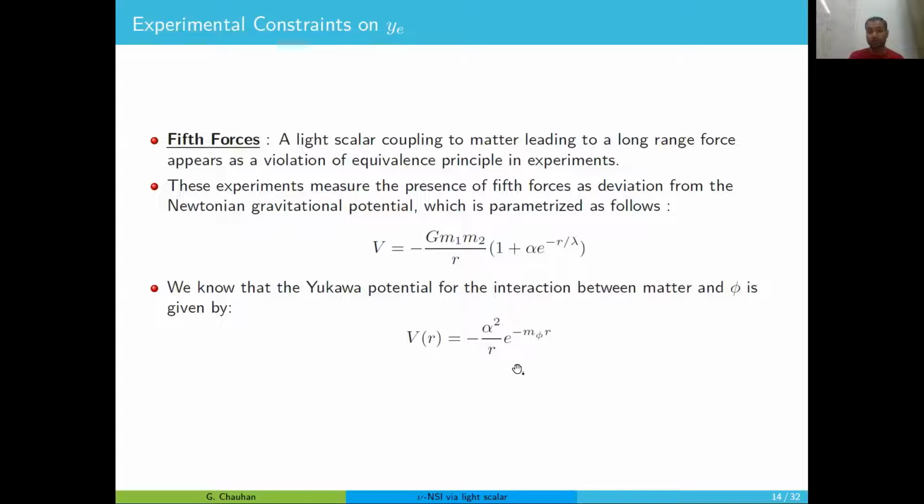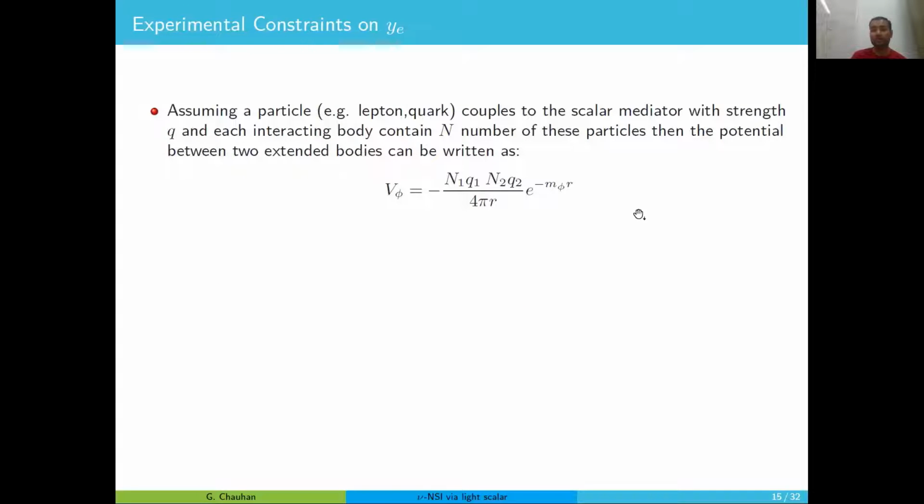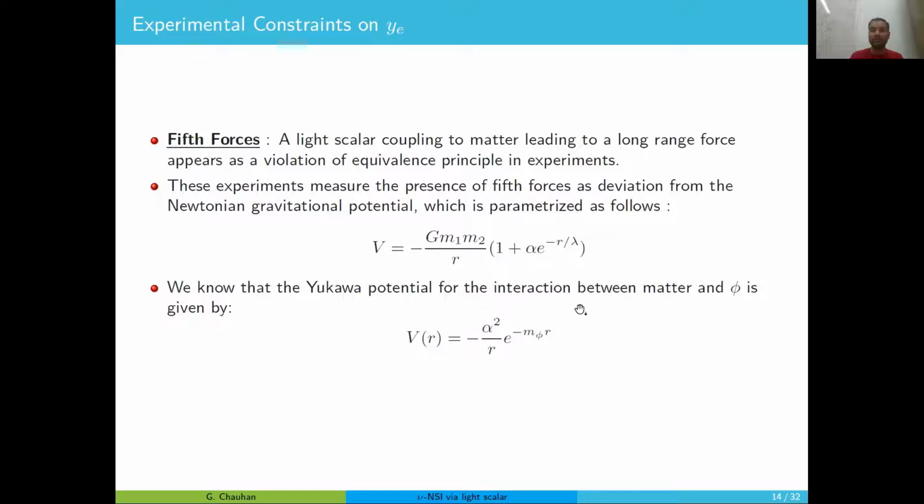So assuming a particle, either a lepton or a quark, that couples to this scalar mediator with a strength q, if you have an extended body with n number of these particles, then they will contribute n1 times q1 and n2 times q2 to this potential, similarly as written here.